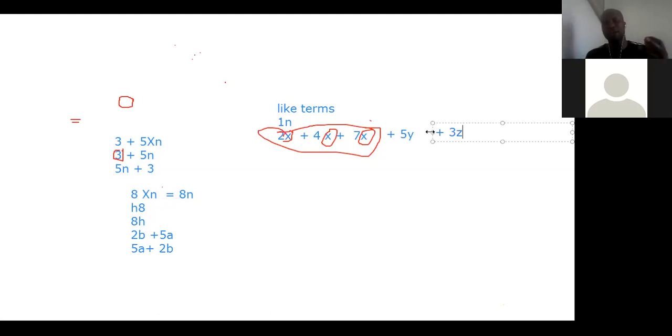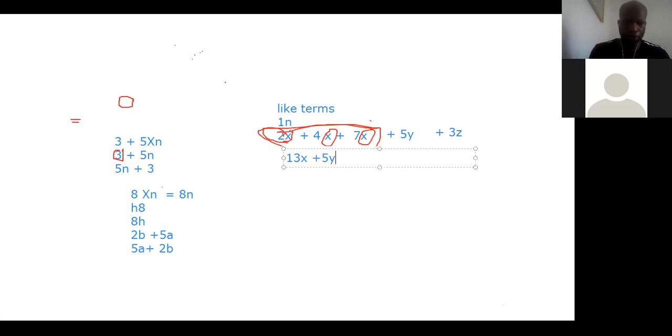So whenever you are given a number like this, 2x plus 4x plus 7x plus 5y plus 3z, you need to first of all deal with the like terms. Like terms can be added. We can add these terms that we have here, 2x plus 4x plus 7x. The answer is 6 plus 7 is 13. So it's 13x plus 5y plus 3z. I have added my like terms, isn't it? I've done addition of like terms here.